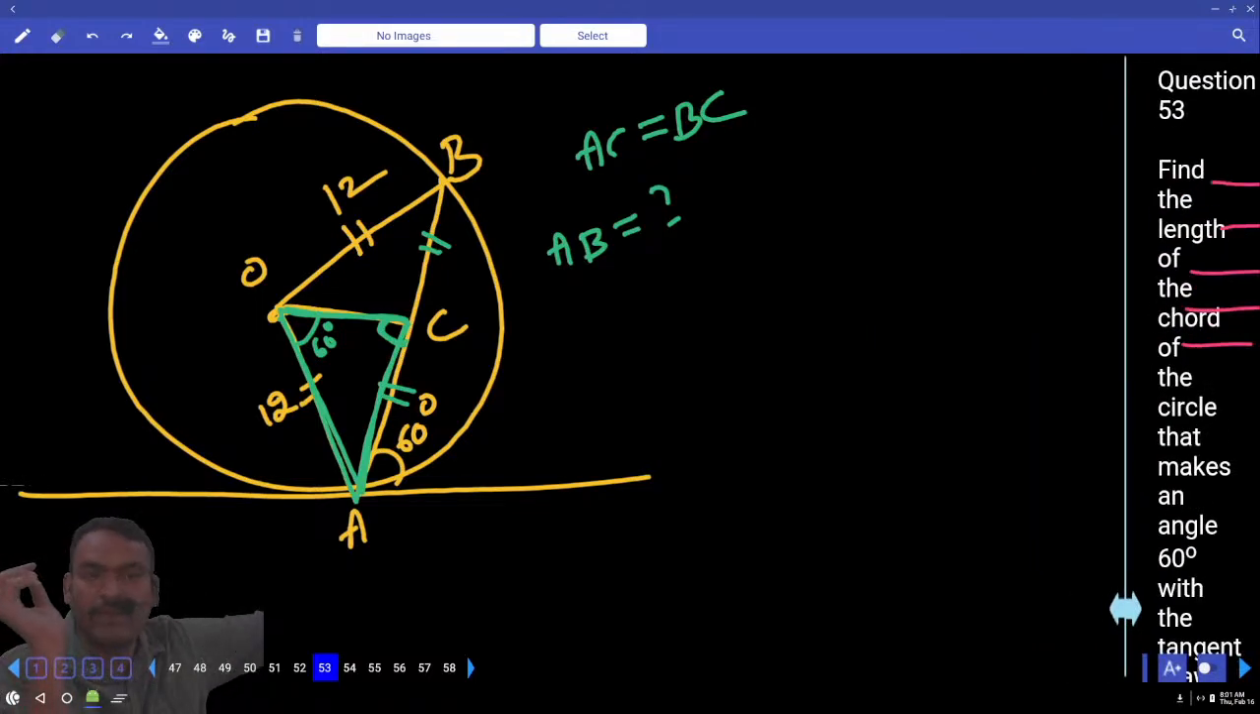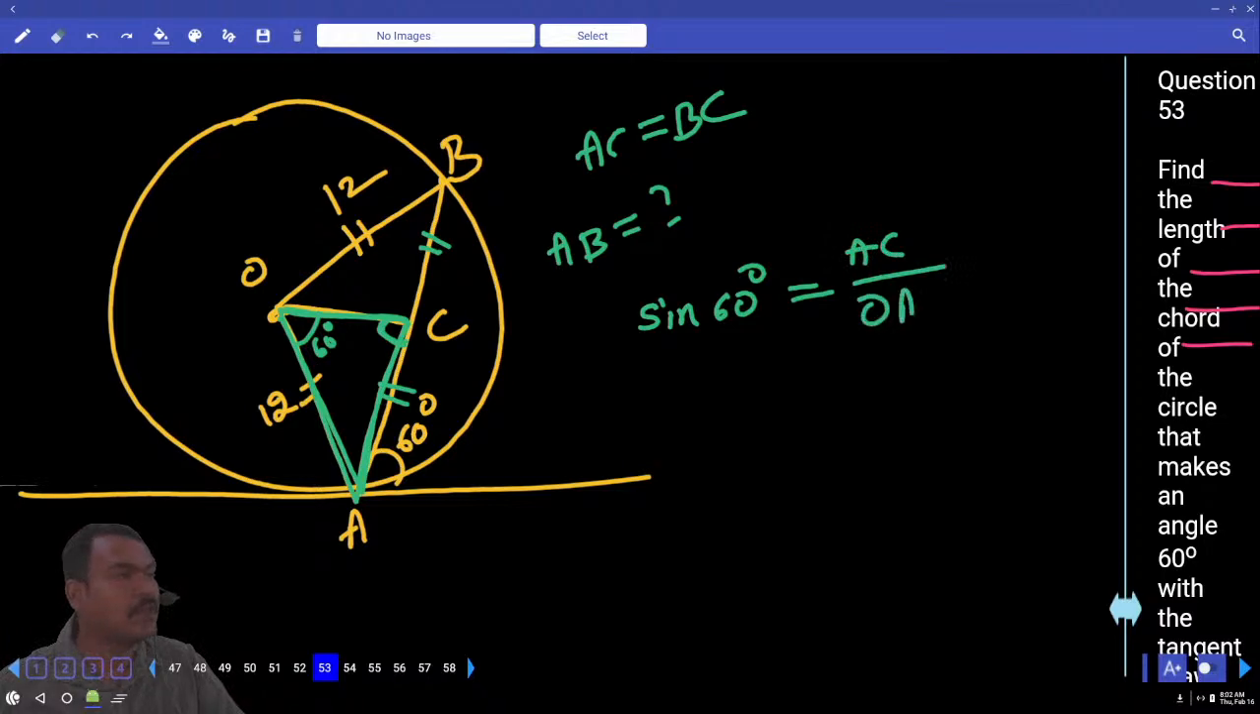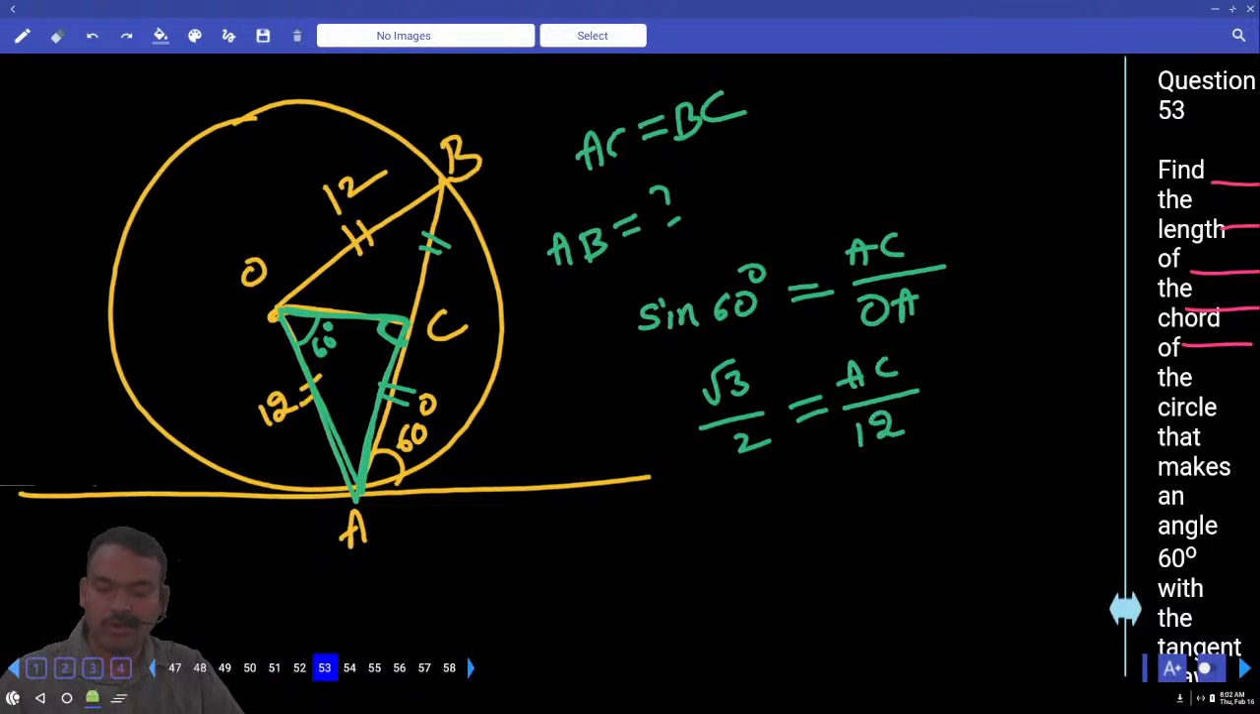What angle is given at the center O? 60 degrees. Then do we write sine 60 or sine 30? Sine 60. Sine 60 means AC by OA. What is the sine 60 value? Root 3 by 2. The AC value is unknown, and the OA value is 12. 12 divided by 2 is 6 times, so AC equals 6 root 3.